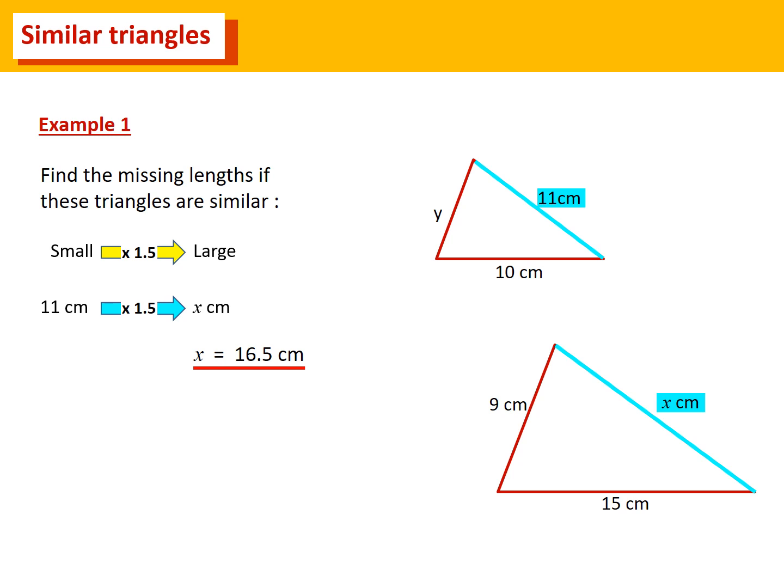Note, we're trying to find y on the small triangle as well. So we're going to go from large to small. We're going to use the 9 centimeters on the large triangle to find y on the small. And going from large back to small, we're going to be dividing by 1.5. And that gives us 6 centimeters as our missing length y.